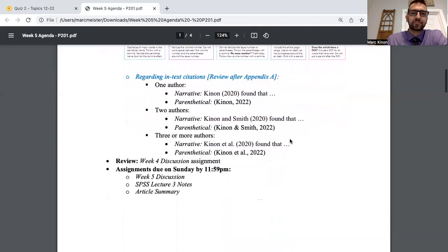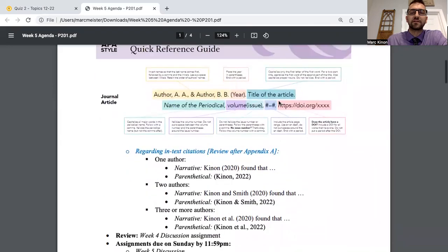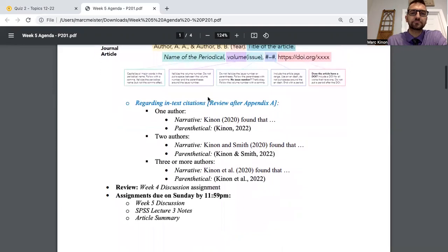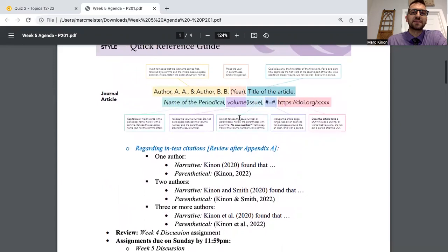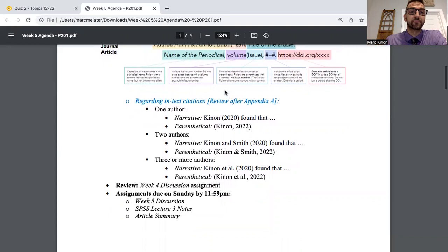Okay, so I'll show you in the example what this looks like. That's a basic reference for a journal article, which are the only articles that you have to use. You're not pulling in books or anything like that. You're just pulling in empirical articles.